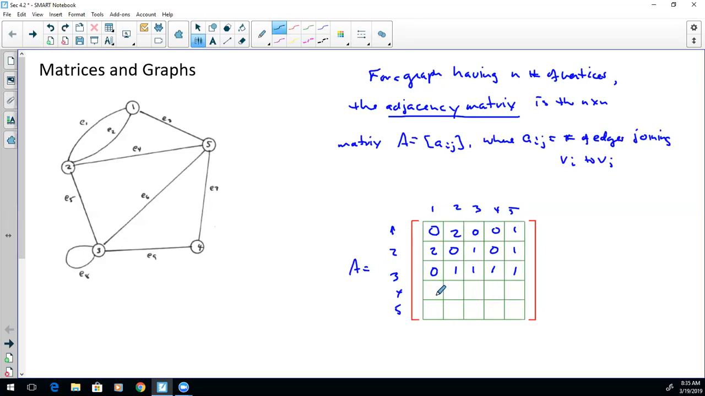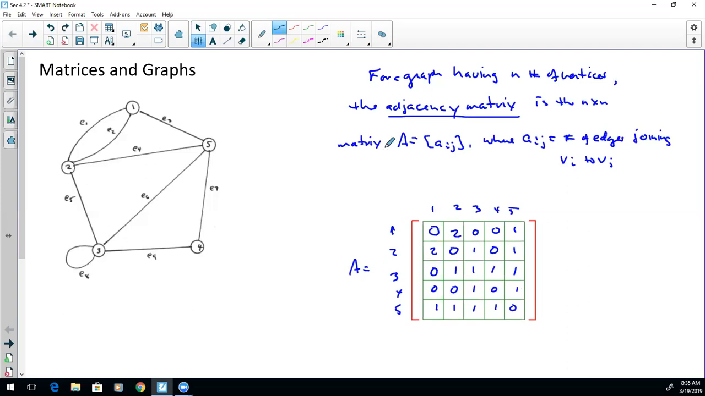Now we do vertex 4. How many edges join vertex 4 to vertex 1? None. 4 to 2, none. 4 to 3, there's 1. There aren't any that start at 4 and end at 4. And there's 1 going from 4 to 5. And finally, edges joining 5 and 1, there's 1. Joining 5 and 2, there's 1. Joining 5 and 3, there's 1. 5 and 4, there's 1 edge joining 5 and 4, and there are no edges joining 5 and 5. Okay.